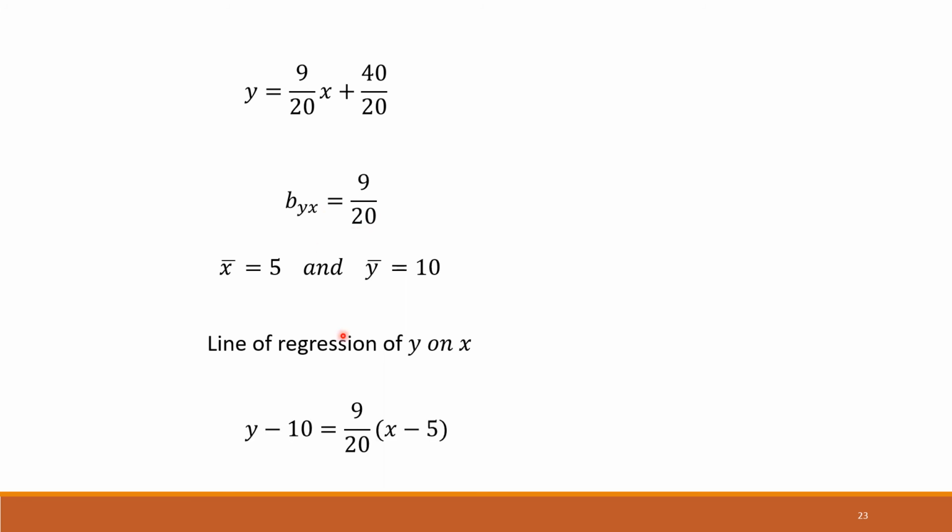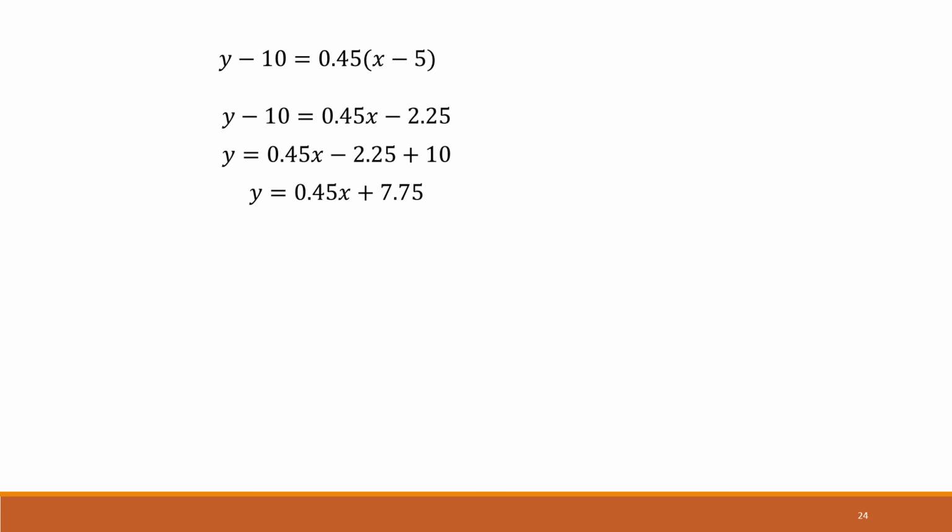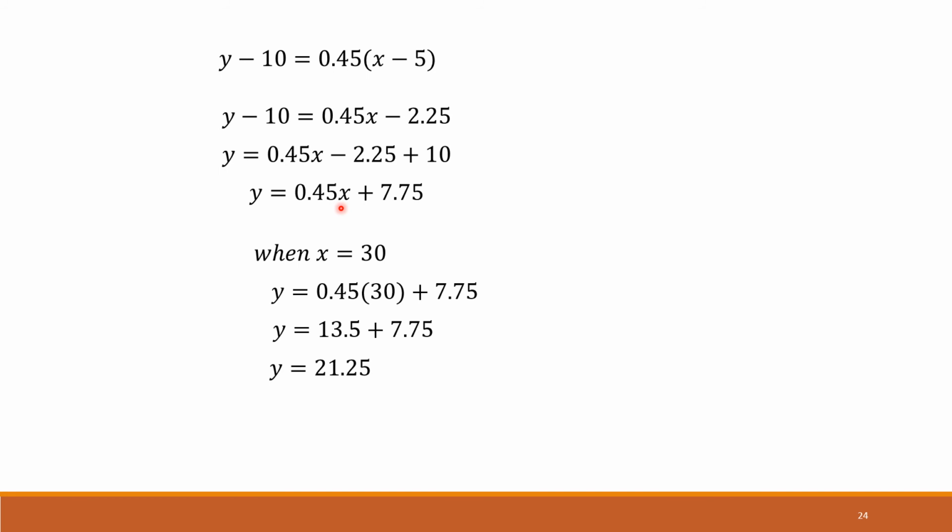So substituting for byx now, simplifying, we will get y is equal to 0.45x plus 7.75. Okay, this is the line of regression of y on x. So when x is equal to 30, we will get y is equal to 21.25. Put x is equal to 30 in this equation, simplify, and y will become 21.25.